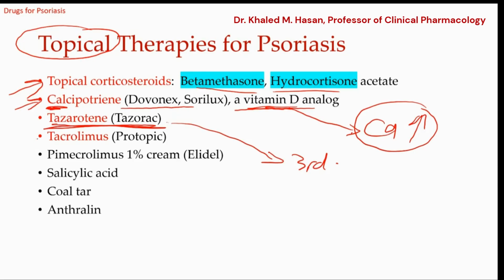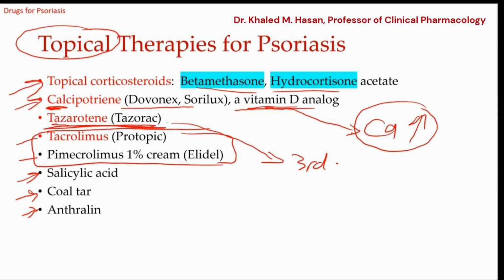Then we have tacrolimus, then we have pimecrolimus, all these creams here. Two medications belong to the cream. Salicylic acid, we have some overlap between acne and psoriasis. Then we have coal tar, then we have anthralin. So these medications are considered topical medications.